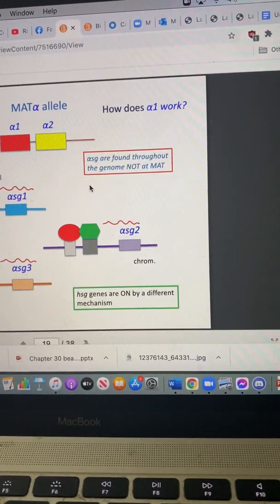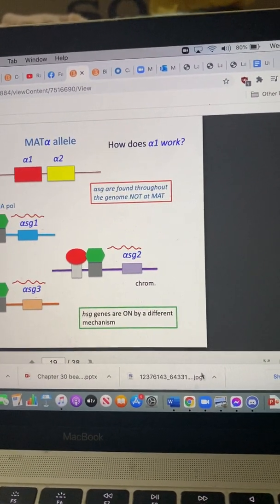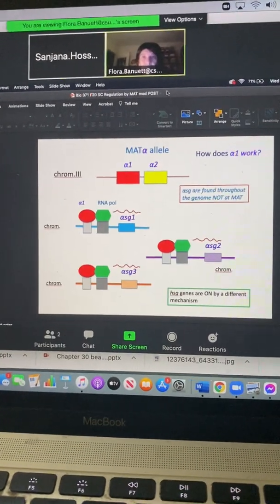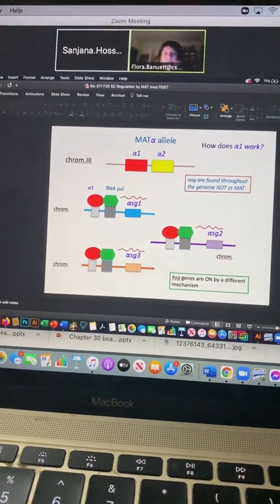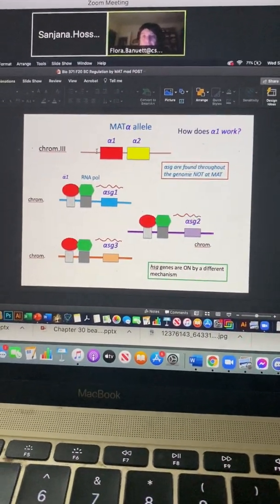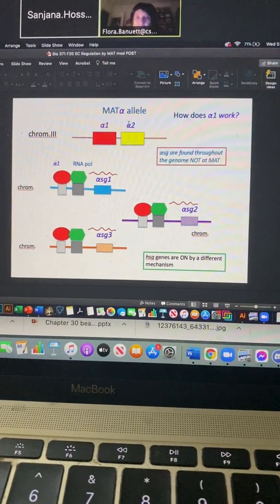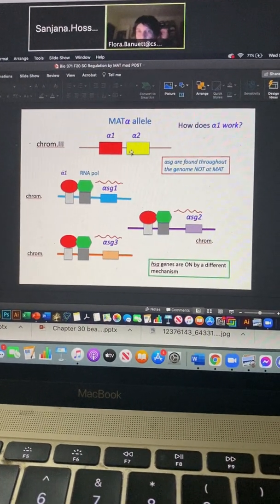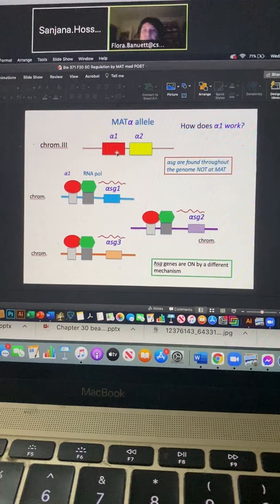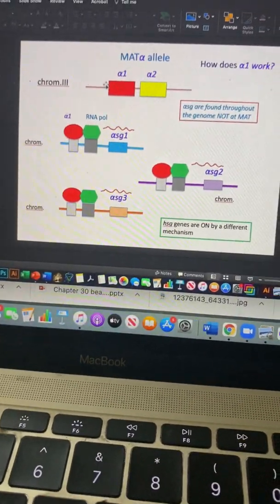19 and 20. This one. Okay, so the MAT alpha allele has two genes, and they are called alpha 1 and alpha 2. Let's concentrate on this one. They both code for regulatory proteins. That means proteins that either bind DNA or help RNA polymerase or repress transcription.